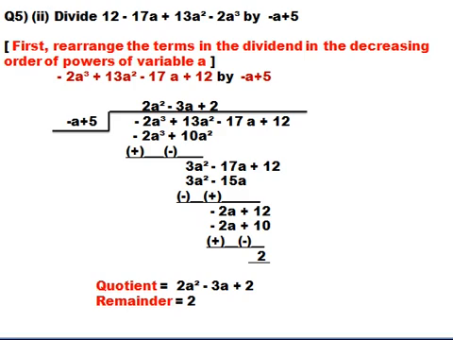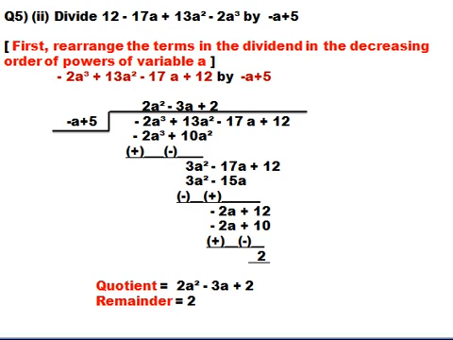We get minus 2a cube plus 10a square. Subtracting it, minus will become positive and plus will become minus. Minus 2a cube plus 2a cube will be 0. Plus 13a square minus 10a square. So the sign of the greater number is positive. 13 minus 10 is 3. So we have 3a square followed by the remaining terms, that is minus 17a plus 12.